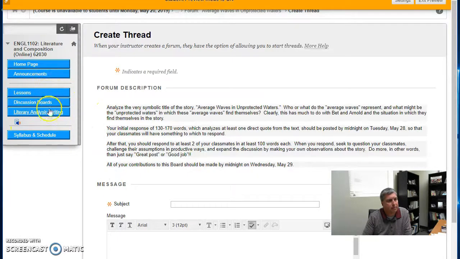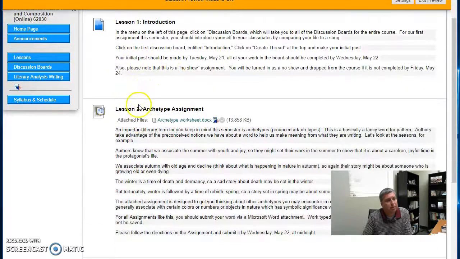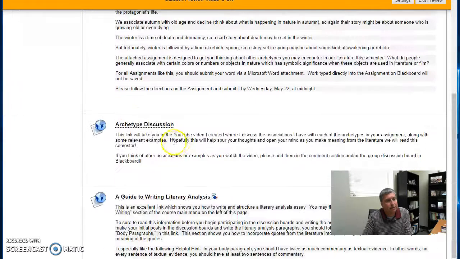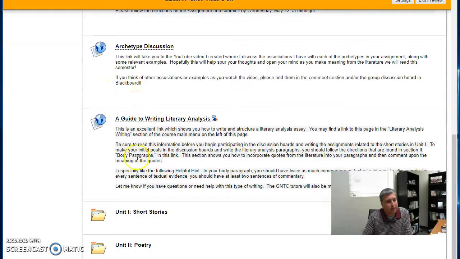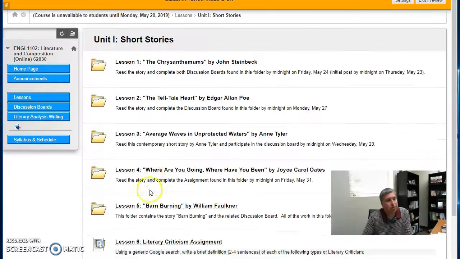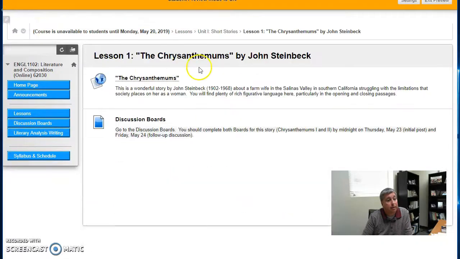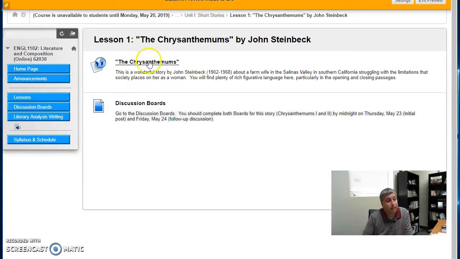Hopefully you understand the way the class works here, and the lessons are in numerical order, so you just go from lesson 1 to lesson 2, and then there's some videos on here and some links you go to, and then we start with the short stories, and we go through the short stories. One's due every couple of days, and you click on it, and this takes you to the link to the story, and then it tells you to go to the discussion boards or to complete an assignment or whatever you need to do. So please let me know if you have questions.